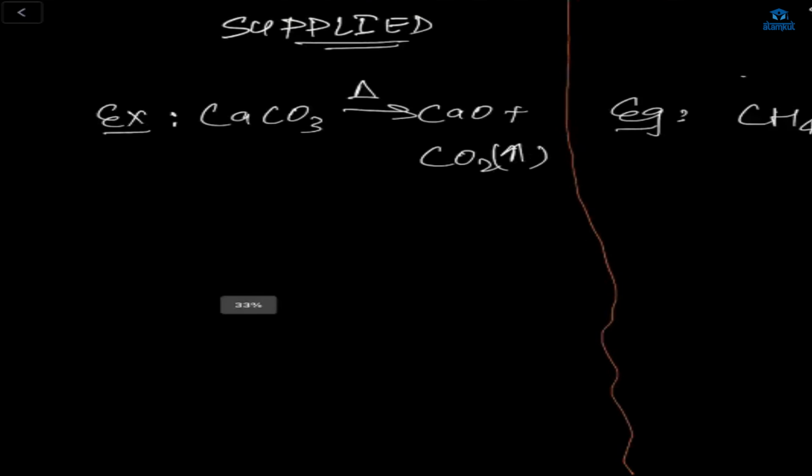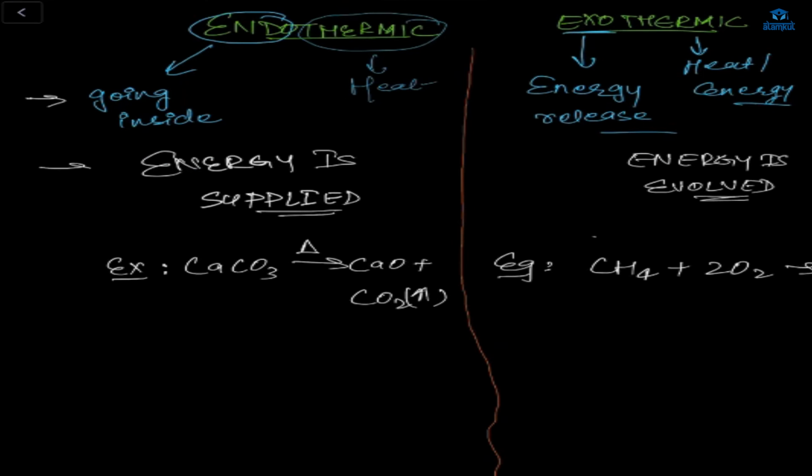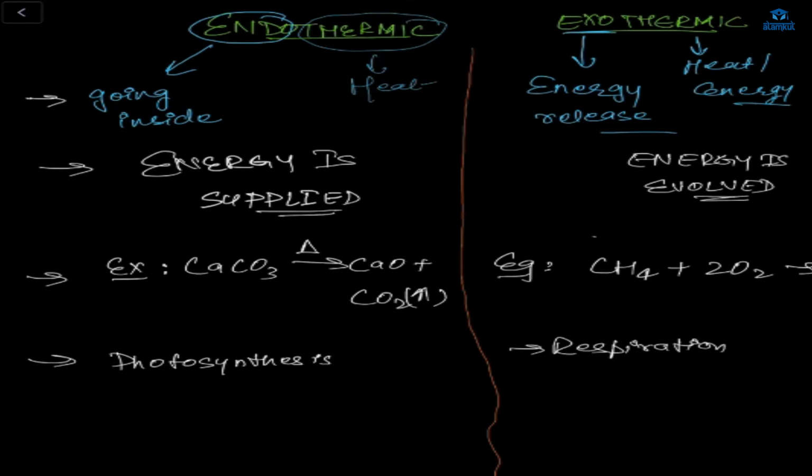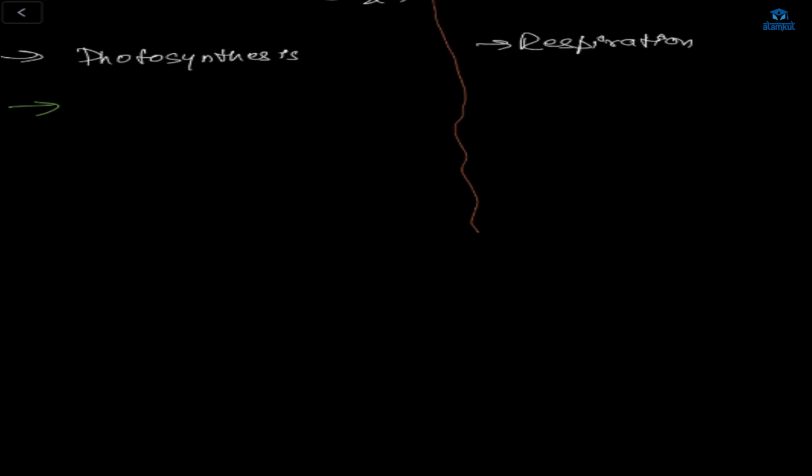Now, one more point we can say: here is photosynthesis, and here we can use respiration. Respiration means what? If we are respiring, my energy is releasing. Photosynthesis means what? The plant is making food from sunlight, water, and soil. It means energy is gained in the plant, so energy is supplied. And in exothermic, if we are doing respiration, then my energy is releasing. It means energy evolved. Got it? Any doubt? Any confusion till now? No? Okay, perfect.